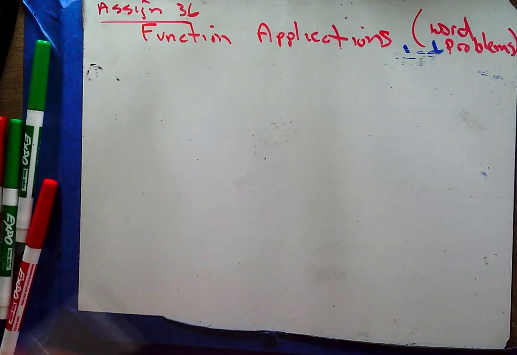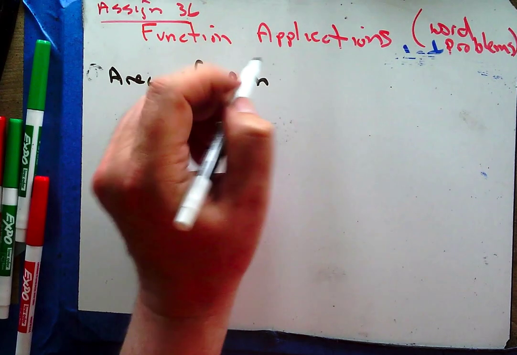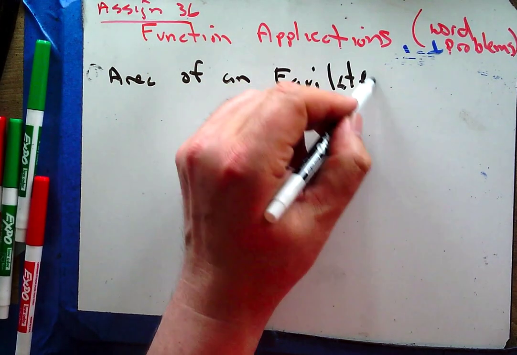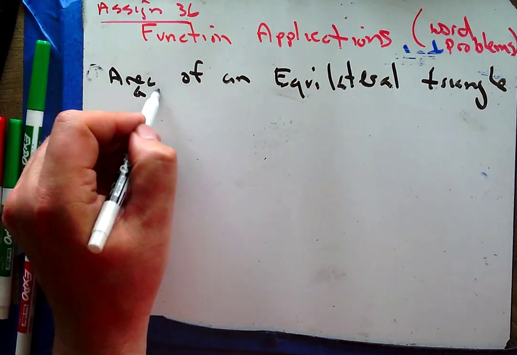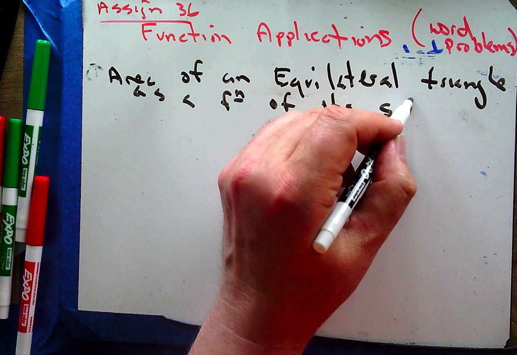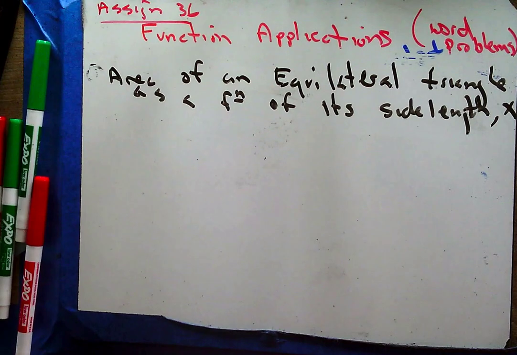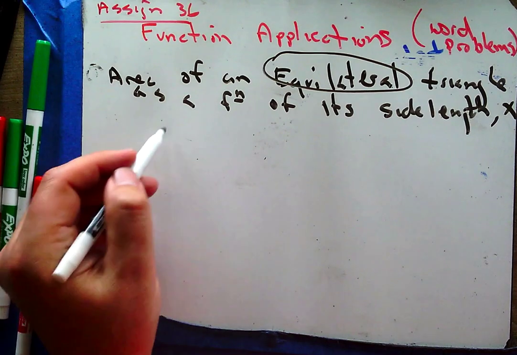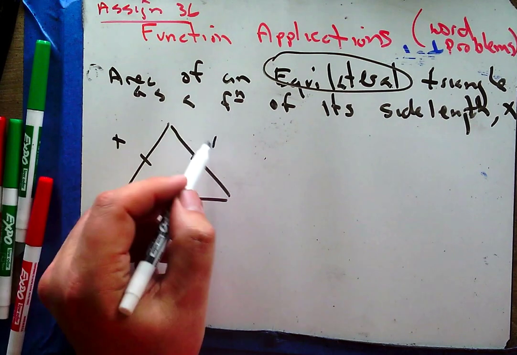Well, let's take a look at this one. How about area of an equilateral triangle as a function of its side length. And let's call the side length x. Okay? What do you remember about equilateral triangle? Equilateral means all 3 sides are the same. So that's what we have, where each of them is an x.